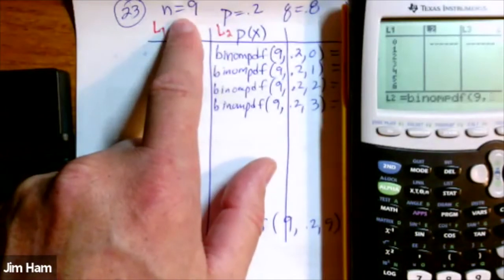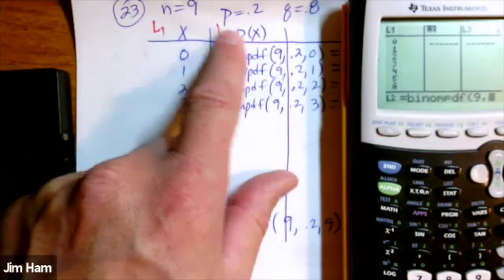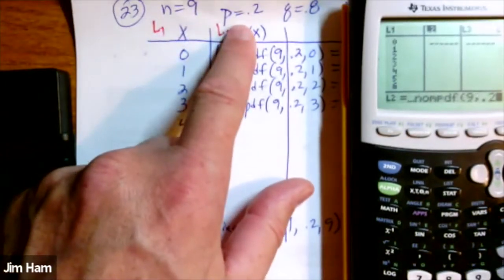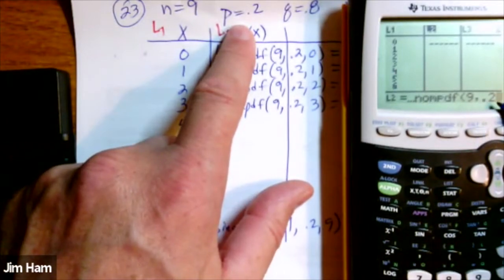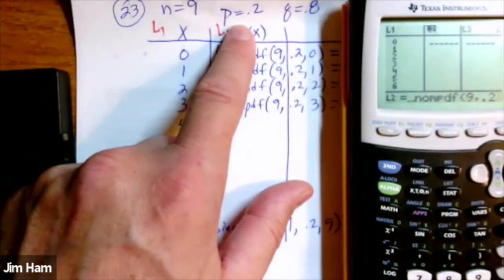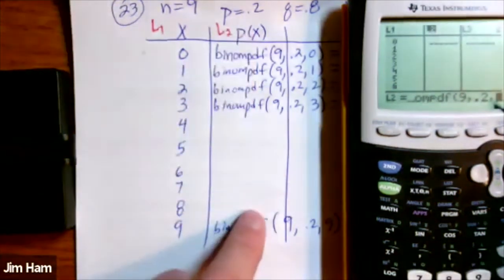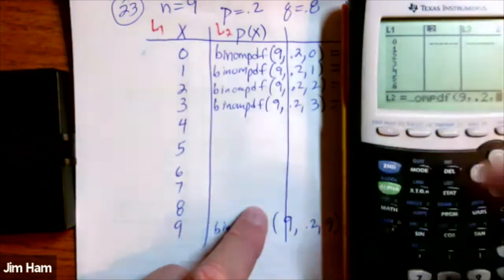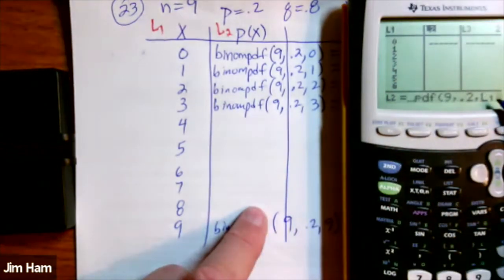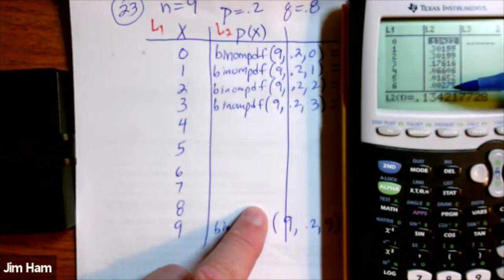If you go to the menu, just go ahead and type in number of trials is 9, probability value is 0.2. What's going to change here is that the number I want to put here is not one specific x value, but it's the value that appears over here in L1. So I'm going to hit second and then the number 1, so that last number is L1. Now when I hit enter, it gives me all the probabilities from 0 down to 9 in a nice table.